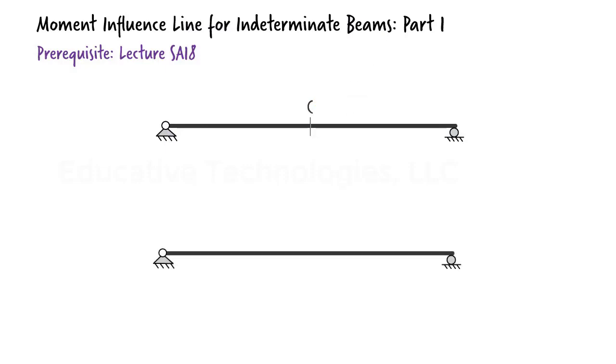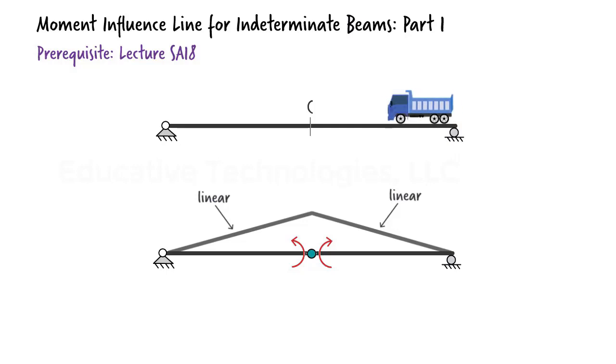As was mentioned in lecture SA18, we place a fictitious hinge at C, then draw the displaced shape of the beam due to a pair of bending moments placed at the hinge like this. Note that the diagram consists of straight lines only. What is the use of this influence line? It could help us figure out how to load the beam in order to produce maximum moment at C. For example, in the case of a series of concentrated loads, the diagram reveals the load location that produces the maximum moment at C.